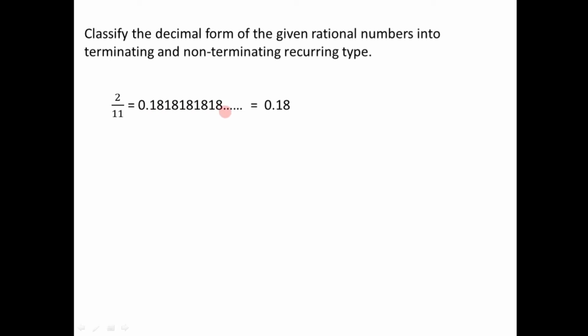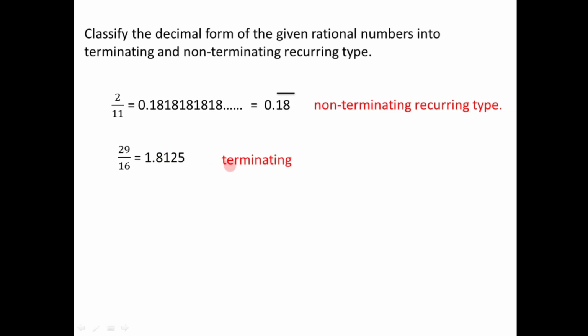That means we do not get a remainder 0 at any time. That's why this division process does not end. That means this decimal form is non-terminating recurring type, because the group of digits 1 and 8 is repeating again and again. Let us have another example. 29 divided by 16. If we divide 29 by 16, we get 1.8125. So again this division process ends, and we get the decimal form as terminating.